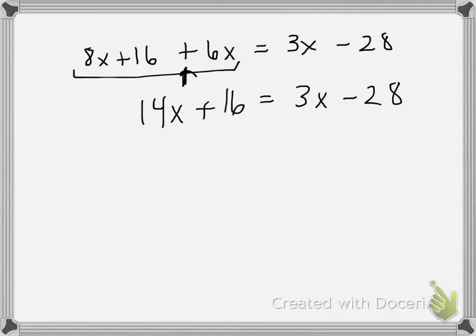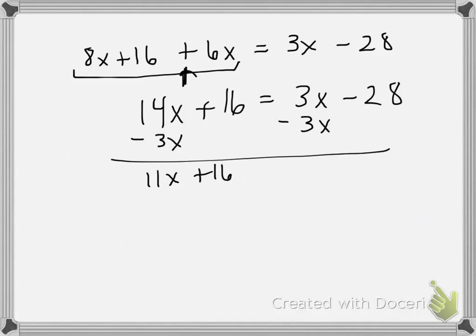Now I want to get all my x terms on one side. All right, so I want to move this 3x to the other side, and now is when I'm going to use opposite operation, and so I'm going to subtract 3x from both sides. And that's going to give me 11x plus 16 equals negative 28. And I also want to move the 16 to the other side because I want to get all my constant terms on one side. So I'm going to use opposite operation and subtract 16 from both sides, and that's going to give me 11x equals negative 44.